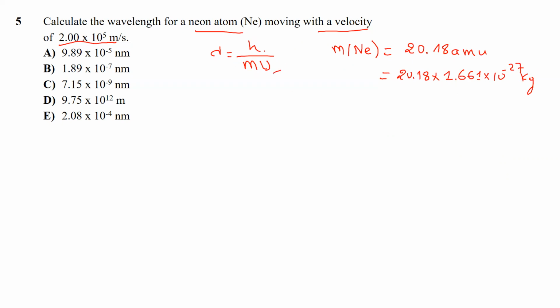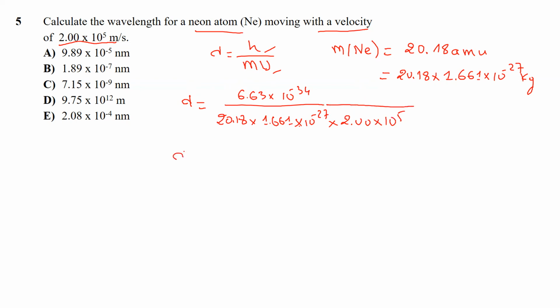We have the speed and we know h, so we can calculate lambda. H is 6.63 10 to the power minus 34 divided by the mass, so 20.18 times 1.661 10 to the power minus 27 kilogram multiplied by the speed 2.00 10 to the power 5 meter per second. So lambda is equal to 9.89 10 to the power minus 14. So this is what you get from your calculator.